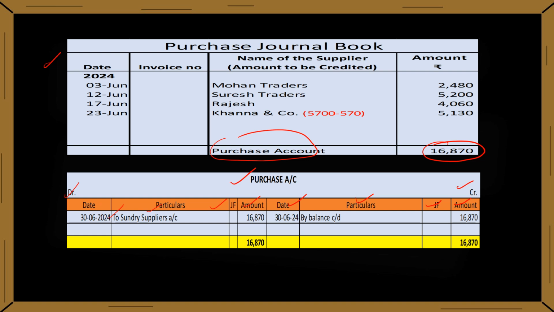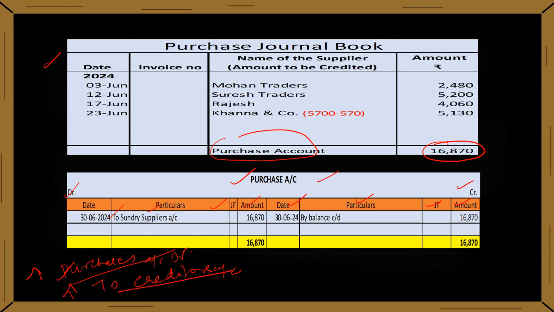What is the journal entry for credit purchases? Purchases account debit to creditors account. Right, so purchase is an expense. When an expense increases, it has to be debited, so we write purchase account debit. And again, creditor is a liability. When a liability increases, we have to credit it, so we are crediting the creditors account.